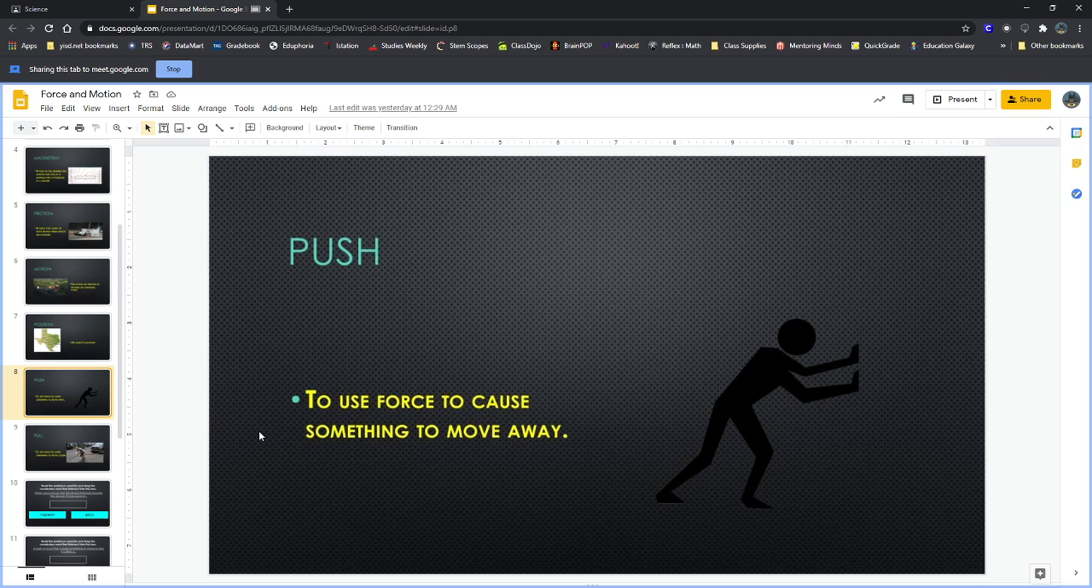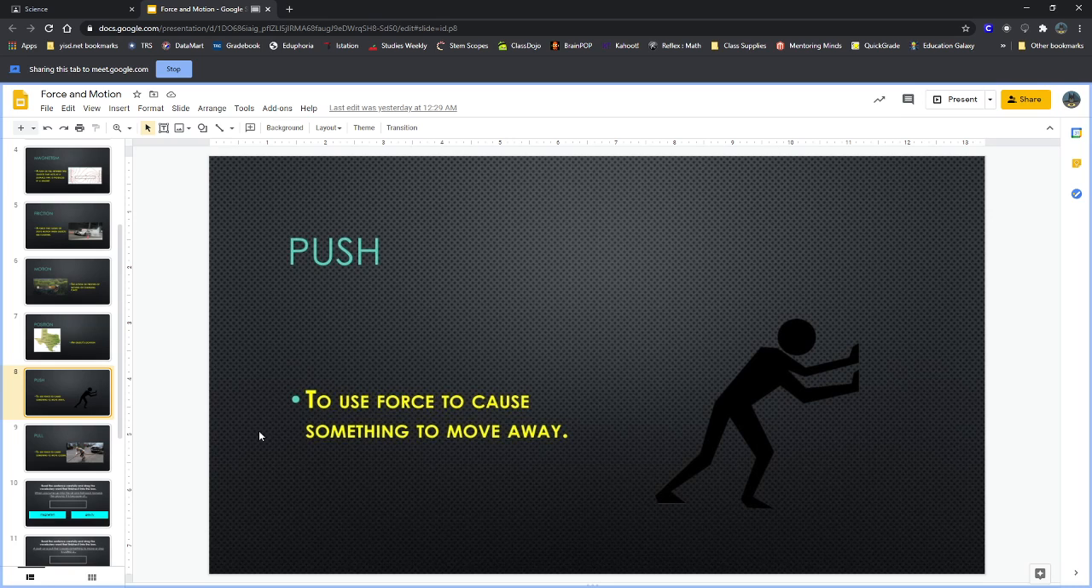Or another example would be like if you're going to play soccer and the ball comes rolling towards you, but you want it to go the other way. You want to kick it into the goal. When you kick it, that's a push. You're pushing the ball away from you.